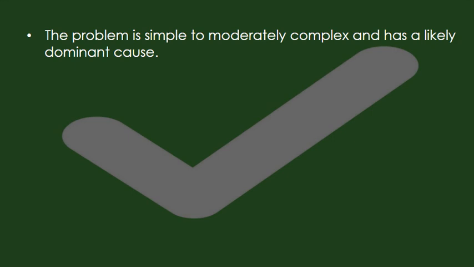There are times when to use the 5 Why method and times to select another technique. The 5 Whys shines when the problem is simple to moderately complex and has a likely dominant cause. Whether a website crashes, a project misses a deadline, or customer complaints suddenly increase, these situations often have one primary root cause that, once addressed, can resolve the problem.